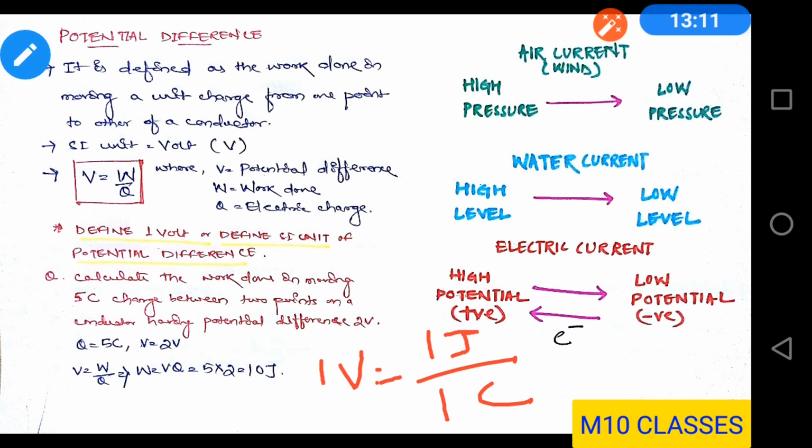Now here is a numerical for you. Calculate the work done in moving 5 coulomb charge between 2 points on a conductor having potential difference 2 volt. As I have told you, you have to take out the data from it. Charge is 5 coulomb, so Q equals 5 coulomb. V, voltage, equals 2 volt, and put it in the formula, V equals W by Q. So W equals VQ, and you'll get 10 joule. That is the answer. The numericals are very simple.